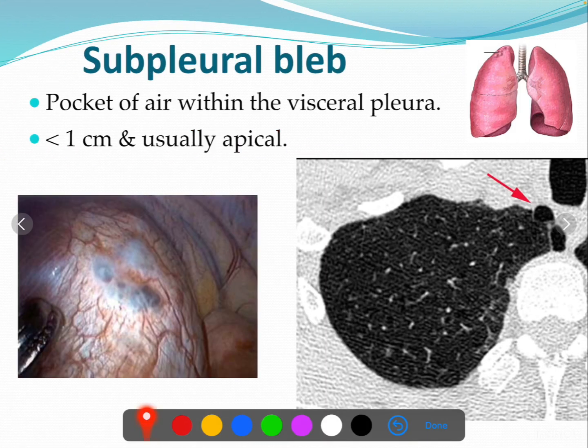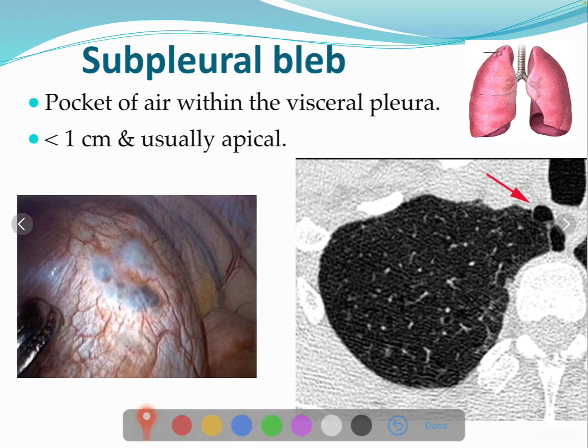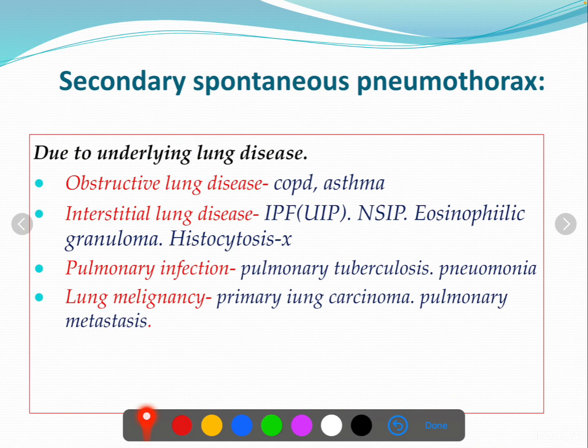Then they are telling about what a subpleural valve is. This is a pocket of air within the visceral pleura. We can see this is the lung, and on the lung there is visceral pleura, and in the visceral pleura there are these valves, pockets of air. Here also we can see these are the subpleural valves inside the visceral pleura. And in the CT scan we can see pockets of air near the lung, attached to the lung and the visceral pleura. These are usually less than 1 centimeter in size, and usually apical in location. Very very important.